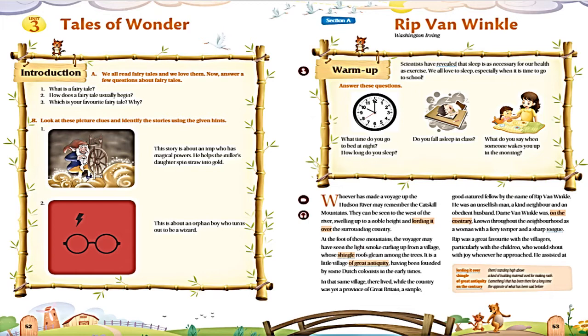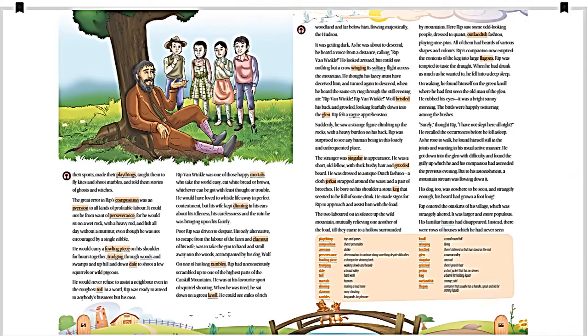Rip was a great favorite with the villagers and especially the children. And the children would shout with joy whenever he appeared. Why did they do so? Let's find out. So Rip was very famous among the children. Why? Because he used to join in their sports, assist them while making their playthings, teach them to fly kites and shoot marbles, and tell them stories of ghosts and witches. Now, which child will not like such a man?